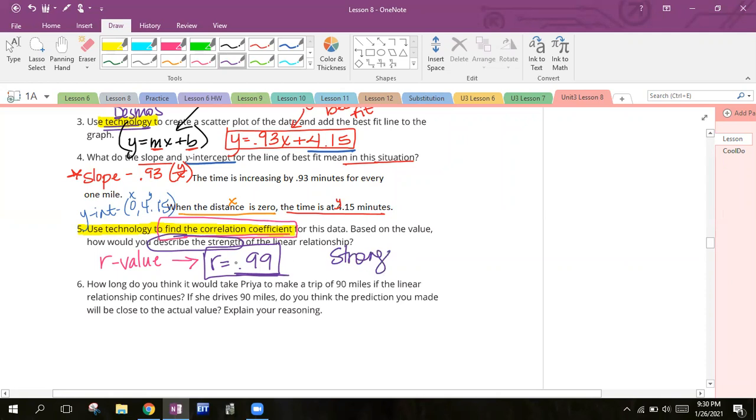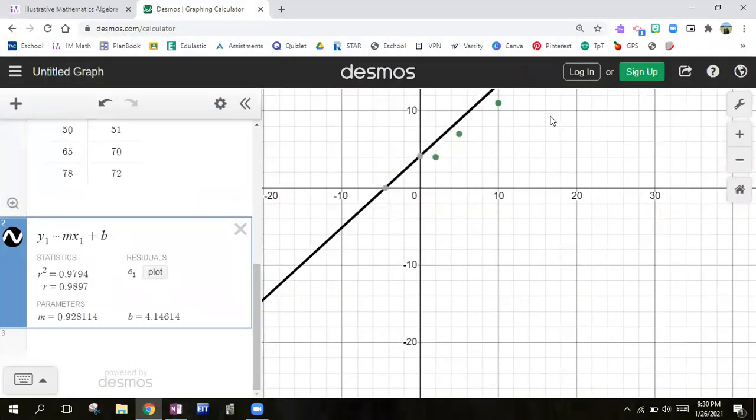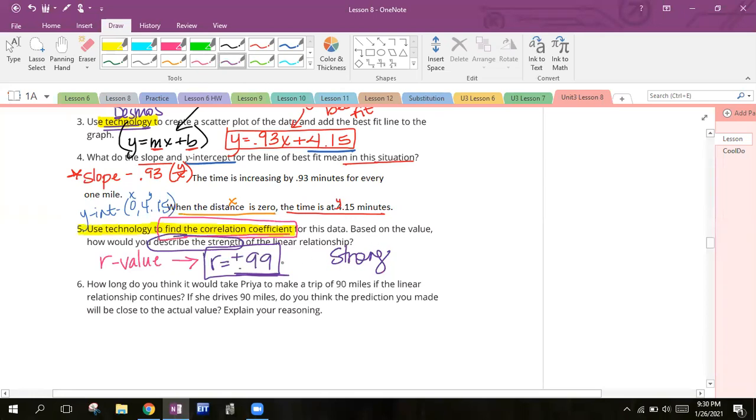Also, I noticed that it's a positive 0.99. The reason we talked about it being positive is that positive or negative is just describing the slope. So if we go back to that, we can see it's increasing. It has a positive slope. So it's a strong positive correlation. So write down strong and positive.